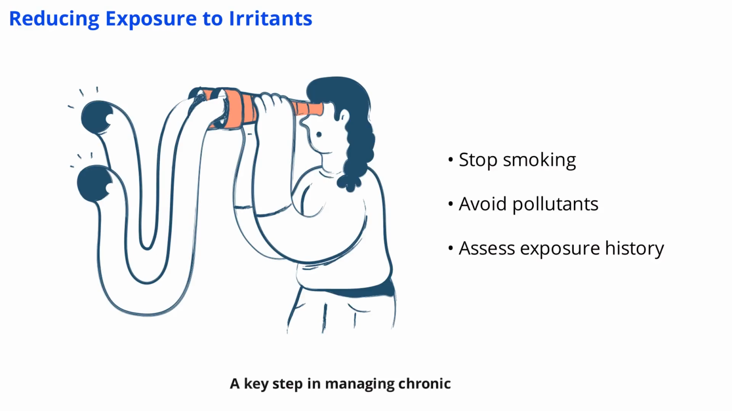A key step in managing chronic bronchitis is minimizing exposure to bronchial irritants. This includes smoking cessation and avoiding workplace pollutants. Taking a thorough occupational and environmental history helps identify and address sources of exposure, supporting better long-term outcomes.